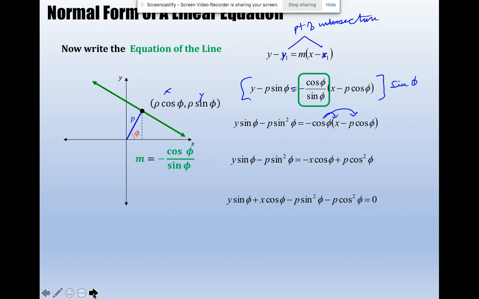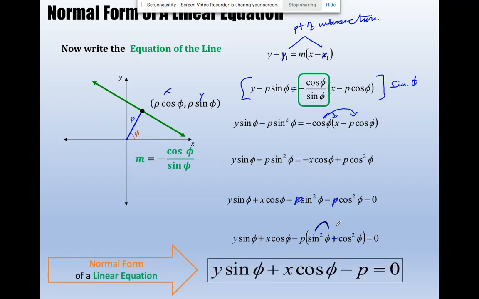Factor the p. Come on in, Pythagoras. Come back, come back. Here's my Pythagorean identity. Oh my gosh. That's 1. This is the normal form because I used the normal to this given point to make the equation of the line, given point with p, the distance from the origin.